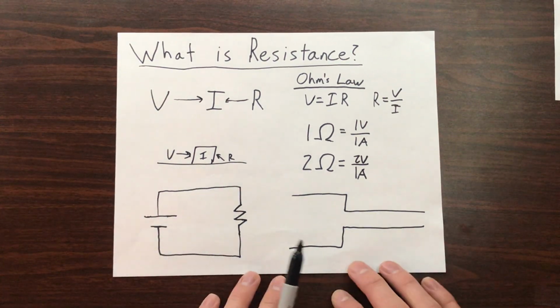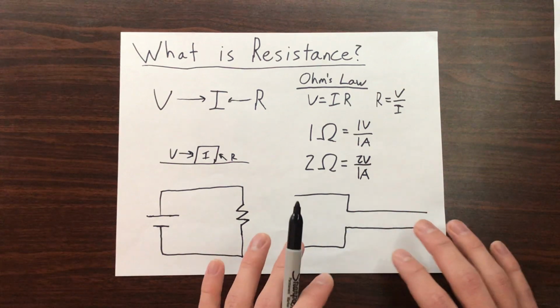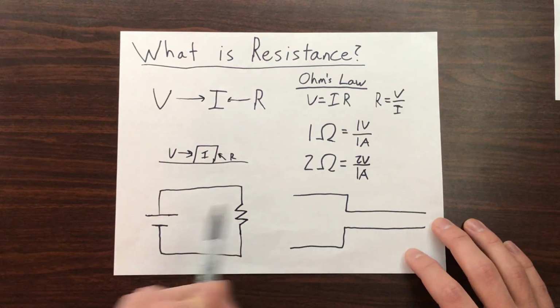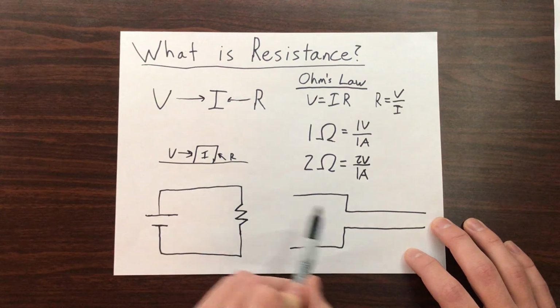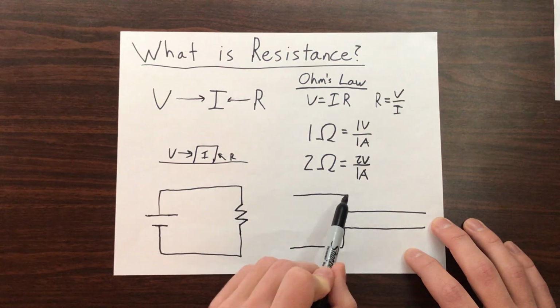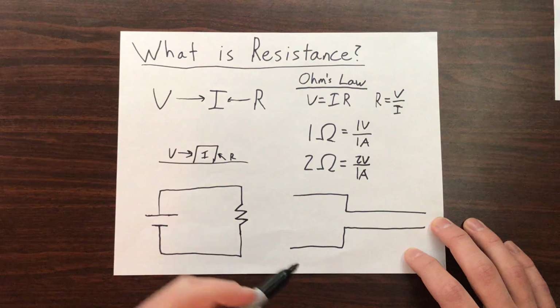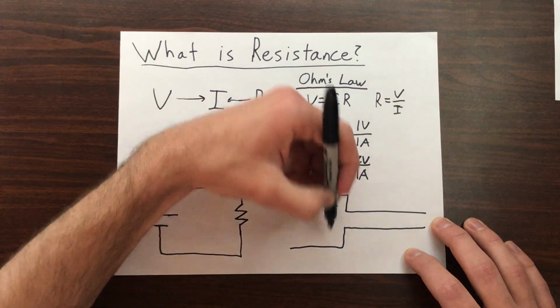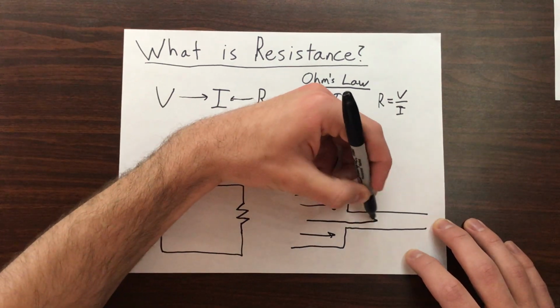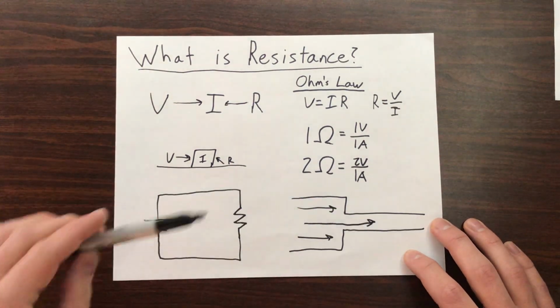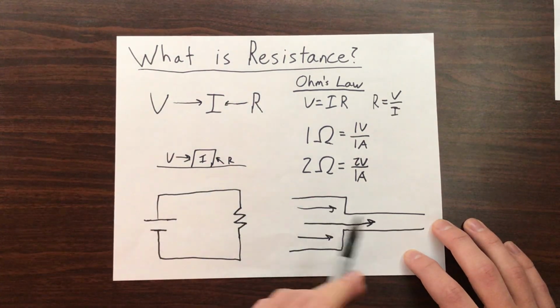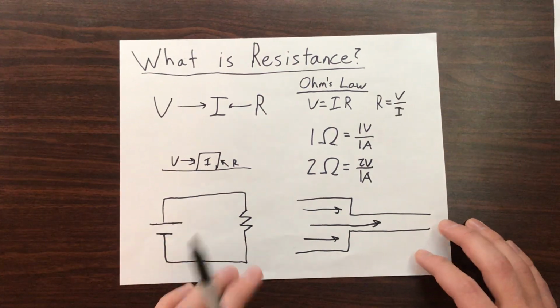I also like to think of it in terms of a water tube. If your circuit is like a big tube pushing water through, a resistor can be thought of as a place where the tube gets smaller. So as water goes through, only a certain amount can actually get through, and you need a certain voltage to push that current through the smaller tube.